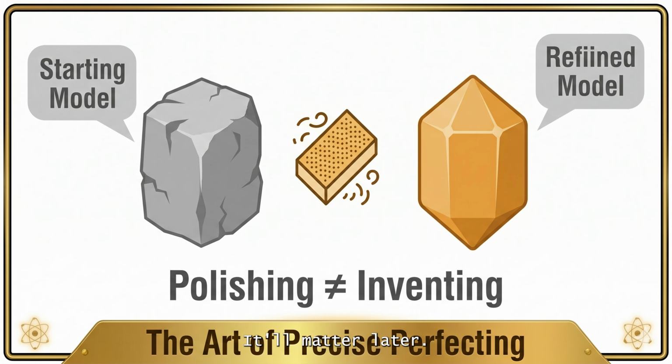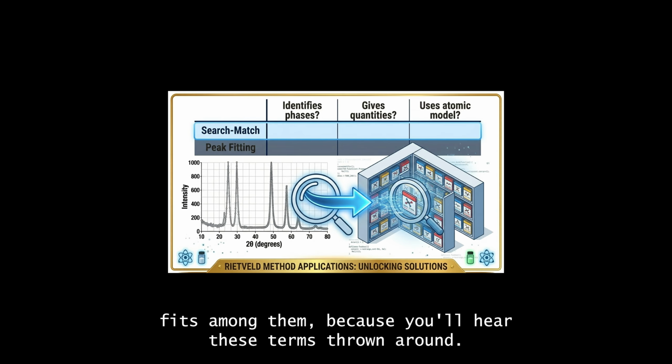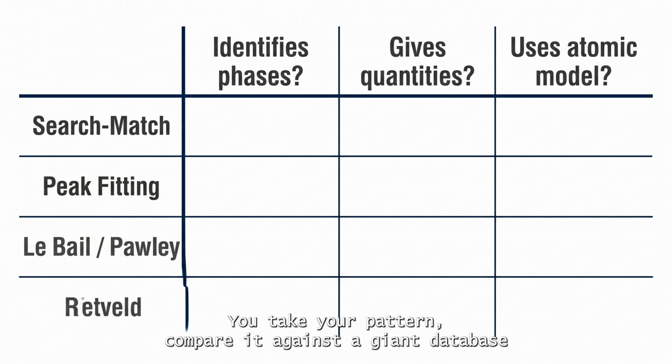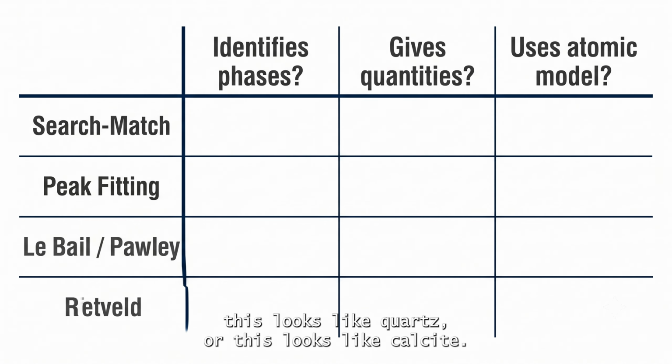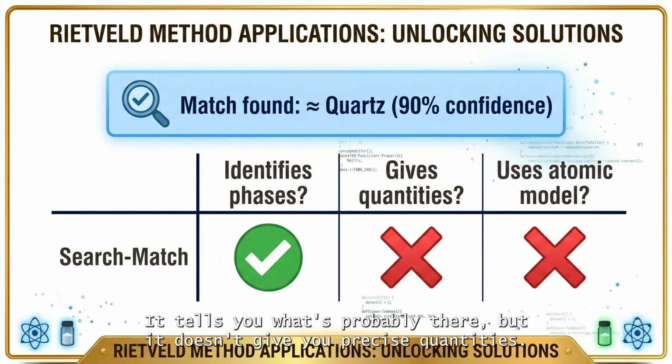It'll matter later. Now, you might be wondering, isn't there an easier way? And yes, there are other methods, and it's worth knowing where Rietveld fits among them, because you'll hear these terms thrown around. The simplest approach is called search match. You take your pattern, compare it against a giant database of known materials, and the software tells you this looks like quartz, or this looks like calcite. That's useful. It tells you what's probably there, but it doesn't give you precise quantities.